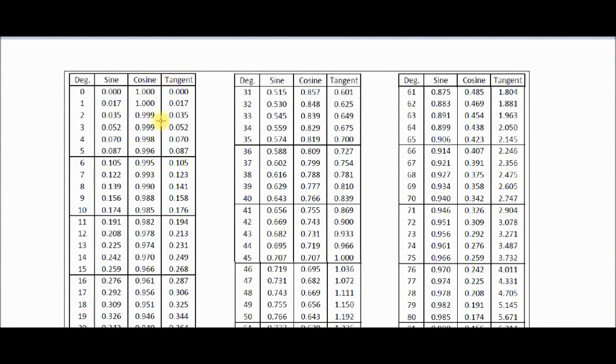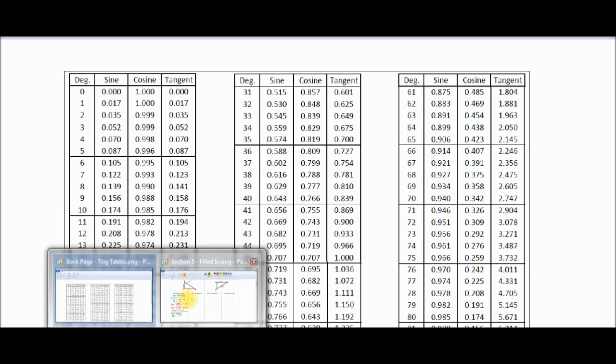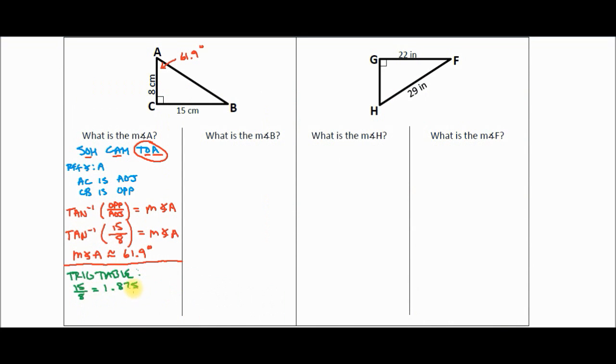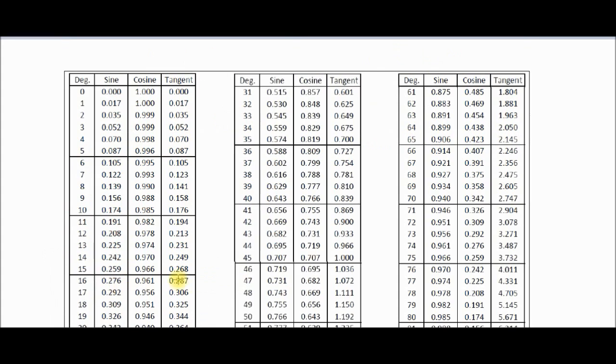1.875. Let's take a look here again. Hang on a second. We're using tangent of 1.875. So find tangent of 1.875. Okay, here's a tangent column, 1.804. This is the closest we get to 1.875. The closest degrees in our table is 62 degrees.